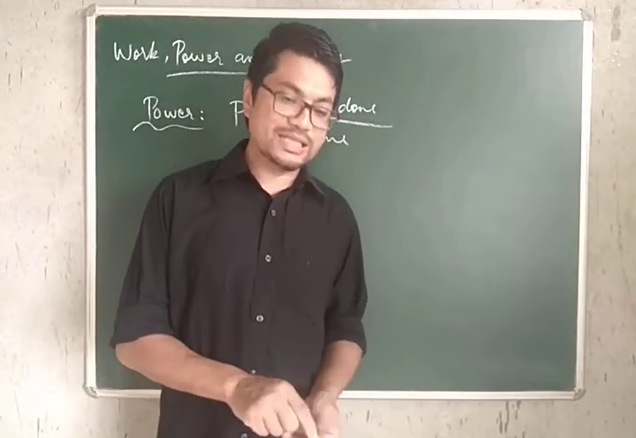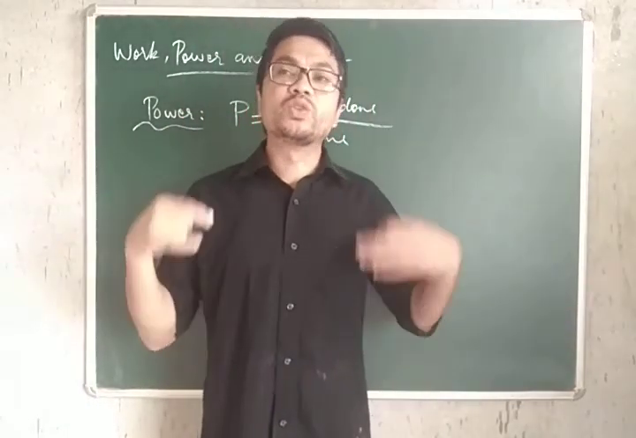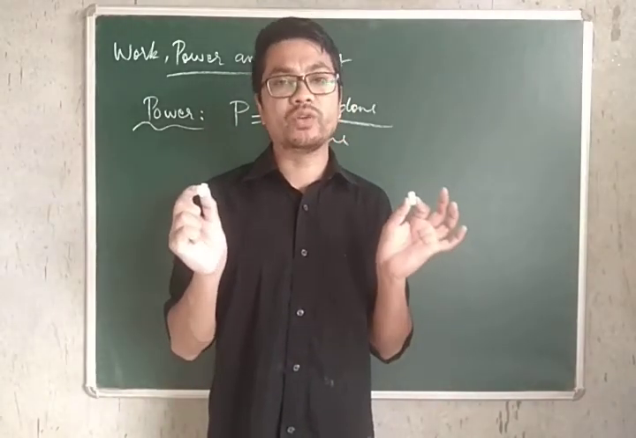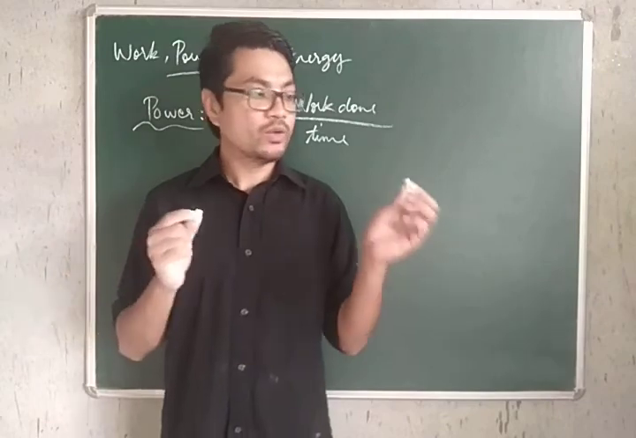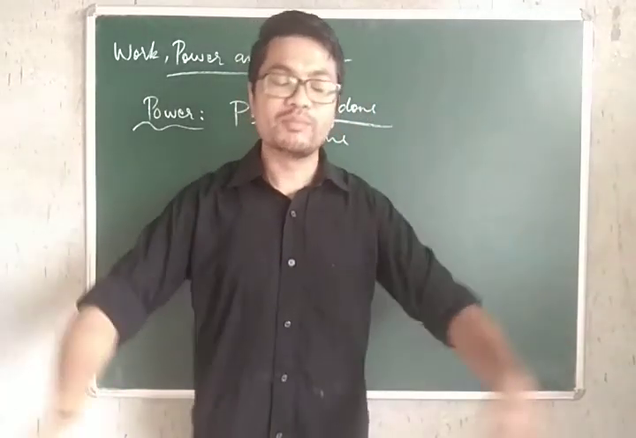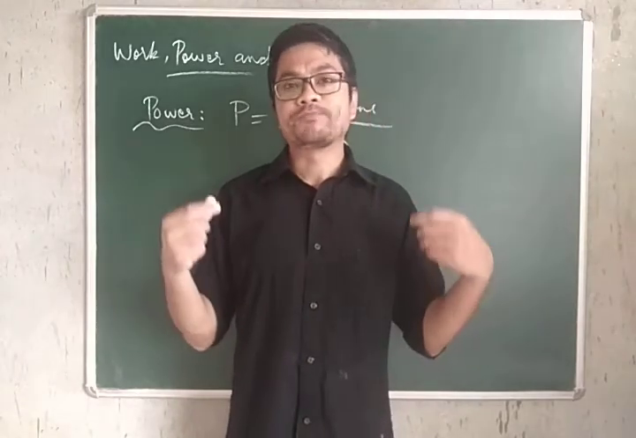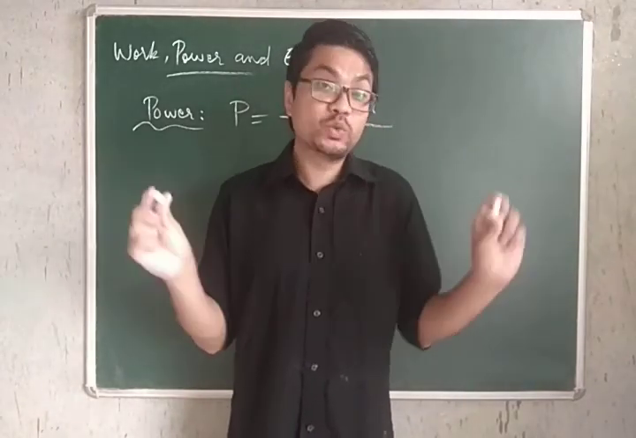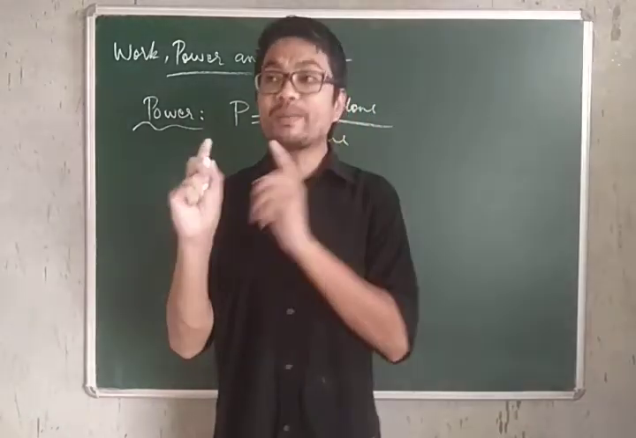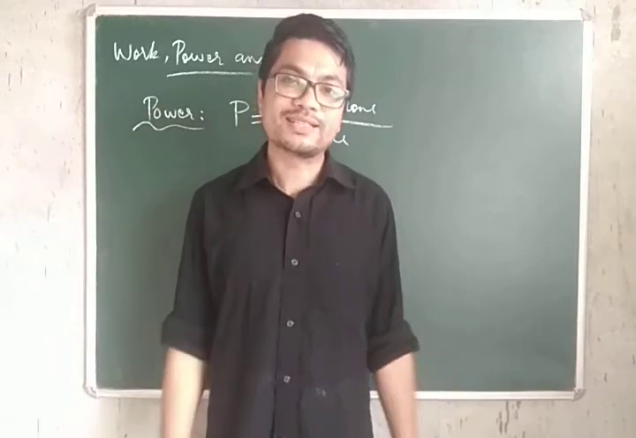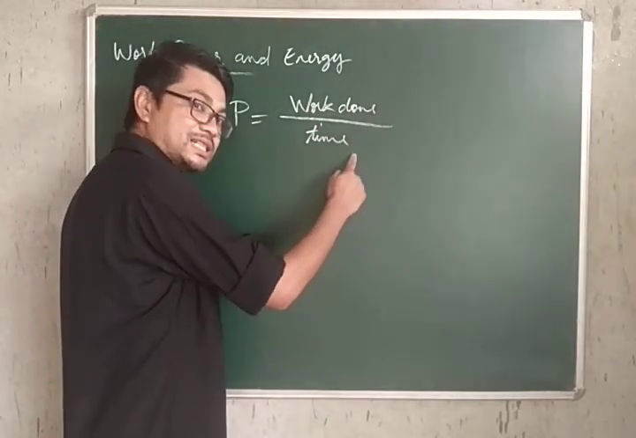Take for example, you have two persons A and B. A on my right hand and B on my left hand. A and B do the same amount of work, but A finishes the work in a lesser amount of time, whereas B takes a longer amount of time to do the same work. They are doing the same work, but who has more power, or do they have the same power? Of course, A has more power than B. Why? Because although they are doing the same amount of work, A is finishing the work in a lesser amount of time. So therefore A has more power.